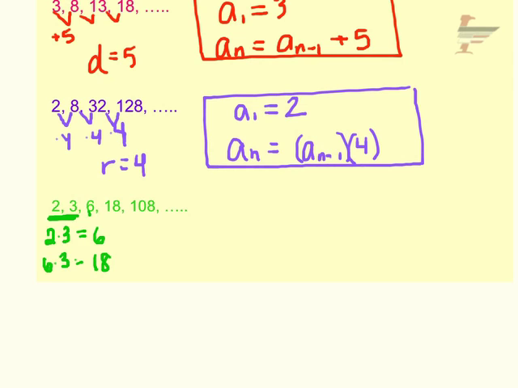So this one's going to look a little bit different when we set up our rule. You have to identify the first term. So A1 is 2. And because you have to take the first 2 terms together to get the third term, we're going to have to identify the second term also. So we do need to give people the first 2 terms so that they can keep working.